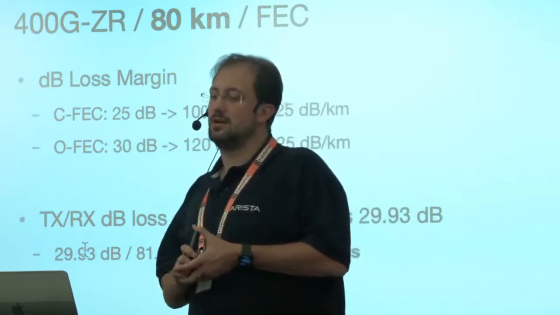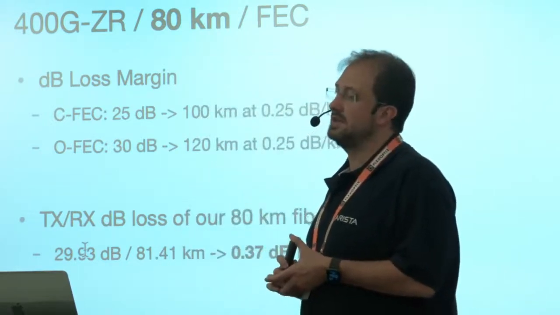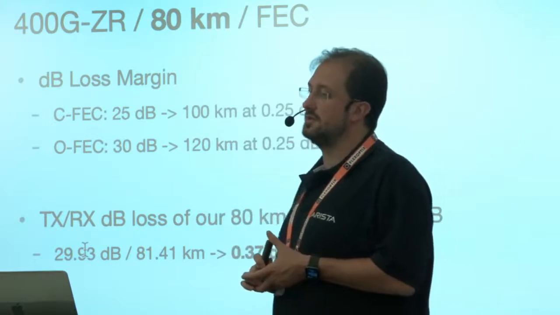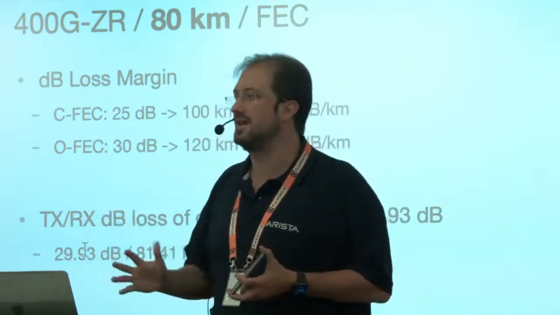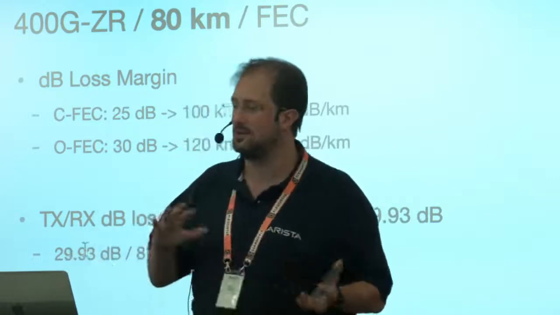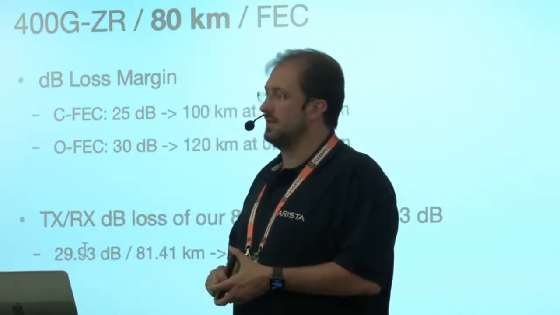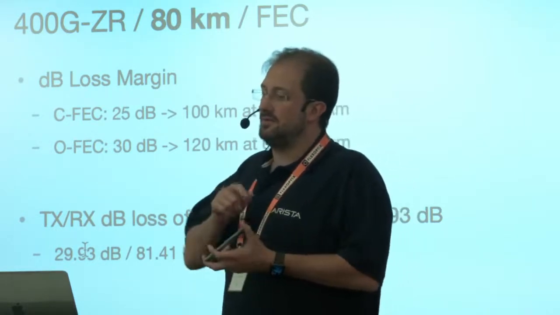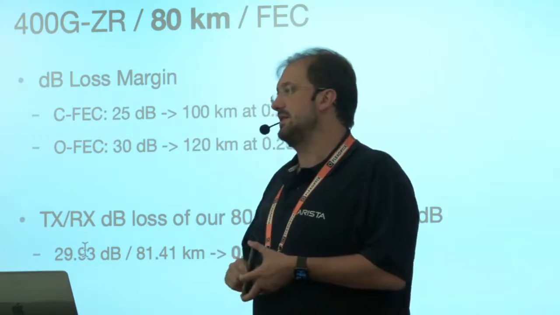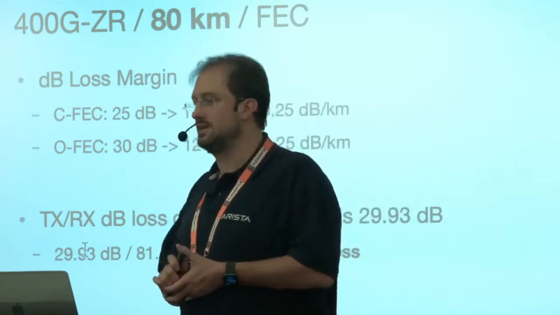In our case, the fiber was not really good. So we were pretty close to the 30 dB loss margin. So it's always around 30 dB, right? It might work also at like 32, but yeah, this was a pretty close call, I think. So we could see that we actually had a loss in our fiber of 0.37 dB per kilometer and already had to use OFEC instead of CFEC.